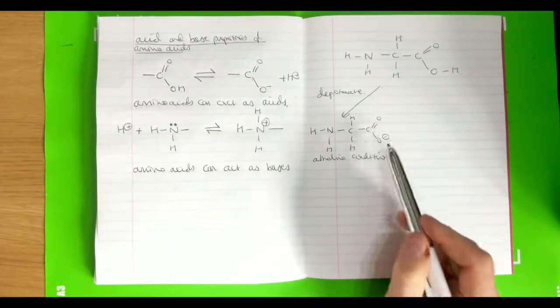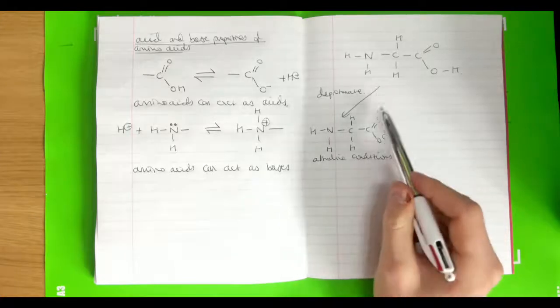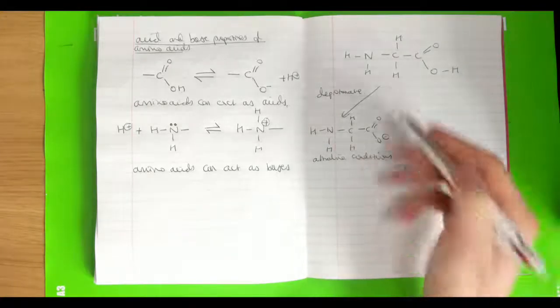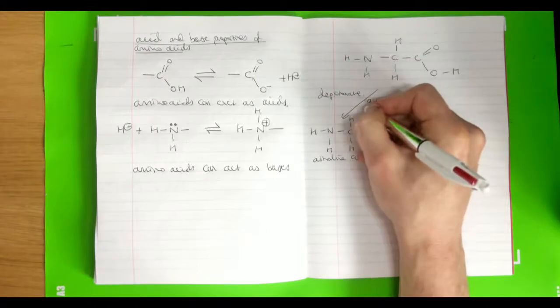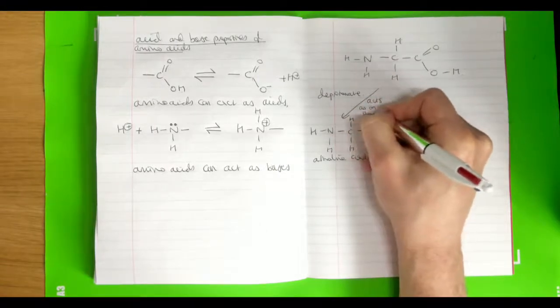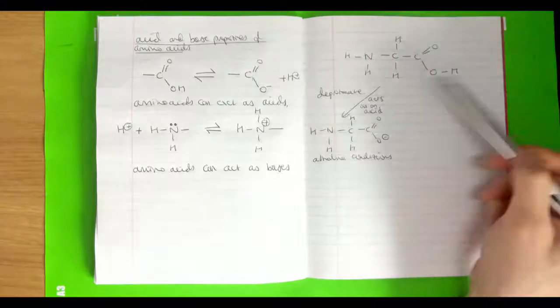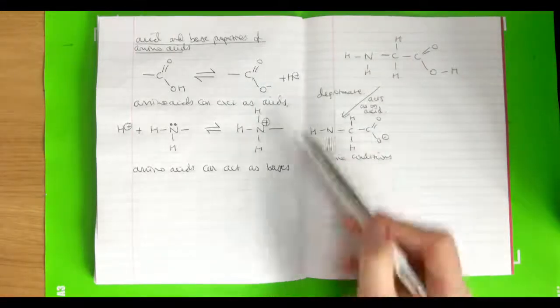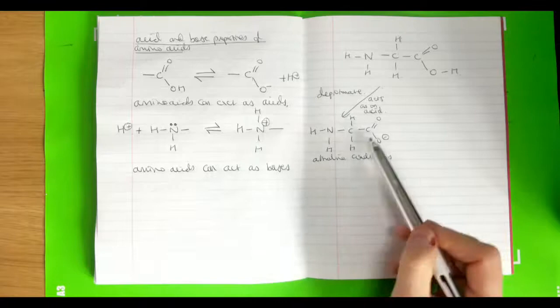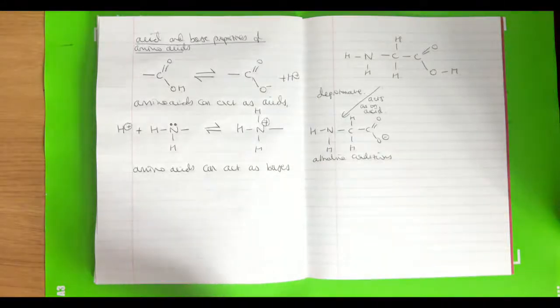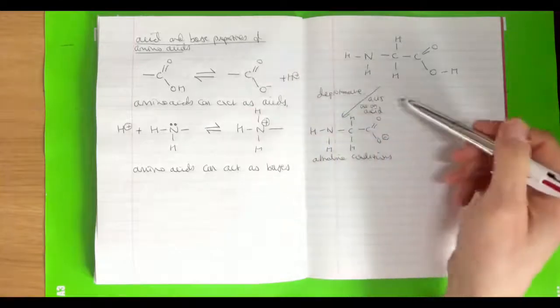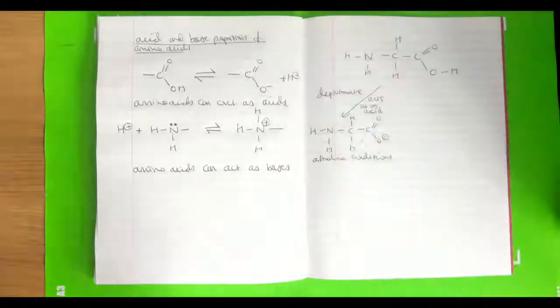So in alkaline solutions, the amino acid acts as an acid. So it acts as an acid by donating a proton in alkaline conditions, because acids and alkalis react. So that's one thing that it can do. So we can deprotonate. So deprotonate is when it acts as an acid in alkaline conditions.